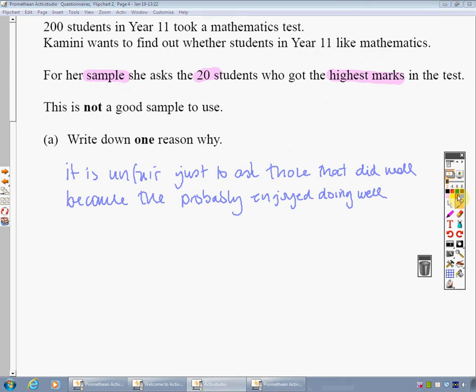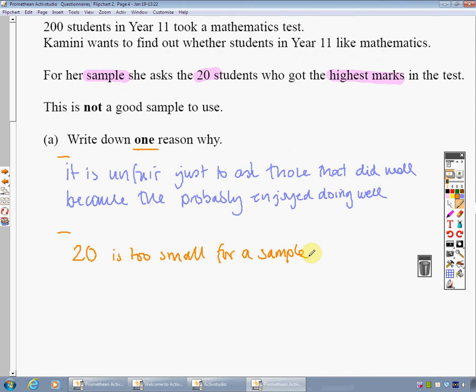If you're finding that hard to explain, 20 is just not enough. So just write 20 is too small for a sample. And to be honest with you, anything under 30 is too small. So any question where you're asking less than 30, you can always say that it's too small. Once you're over 30, you may need to look for a different reason.